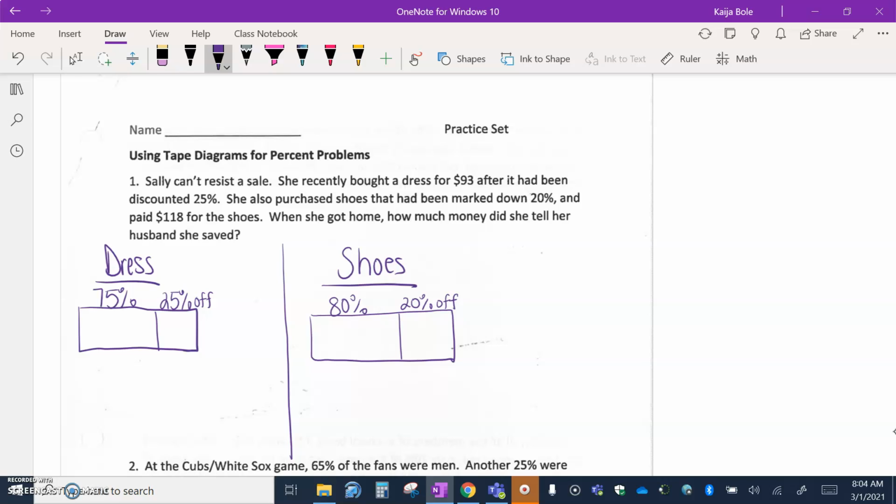Okay. So then we can fill in the other things we know. So we know she bought the dress actually for $93. Okay. So we're trying to figure out how much she saved. And then for the shoes, she paid $118. Okay. So I'll leave you with that.